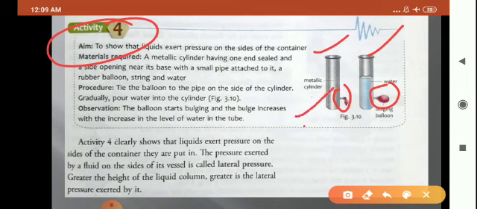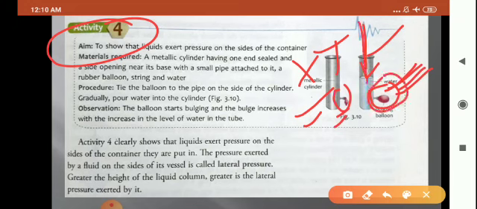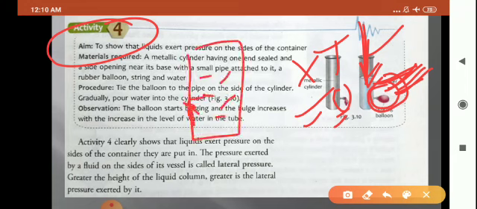Now you can see here in this first metallic cylinder, no liquid is there, so the balloon remains unbulged. Now in the second tube, as you started filling the water, what is happening? The balloon also started bulging outward. Since this balloon is connected at the side of the vessel, as you started pouring this liquid, the balloon connected to the side of the cylinder started bulging outwards. So it gives the conclusion that liquid also exerts pressure at the sides of the container also.